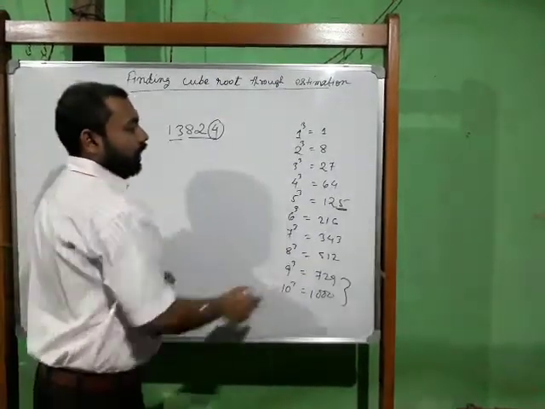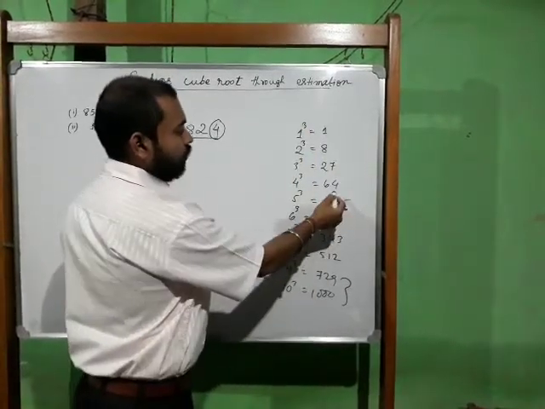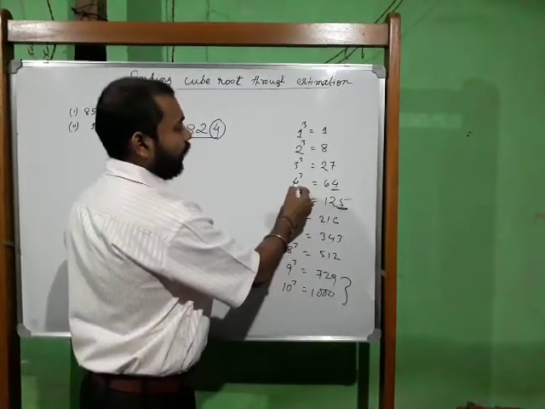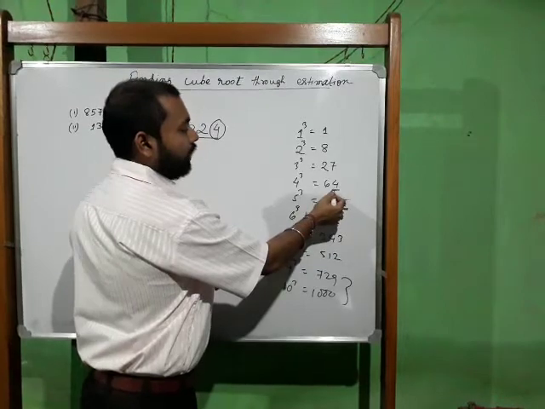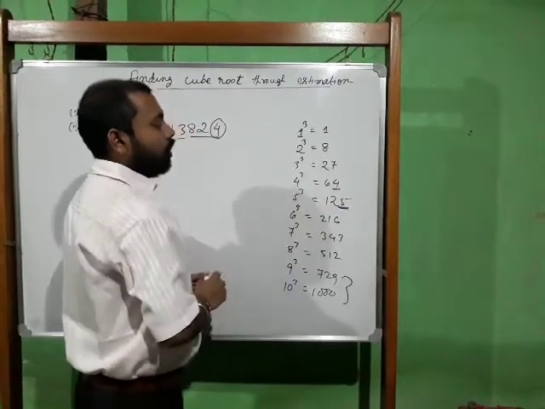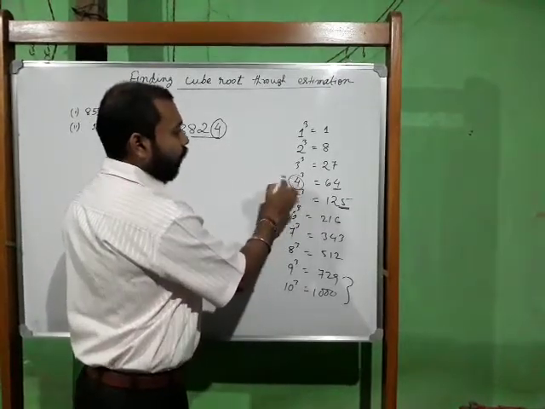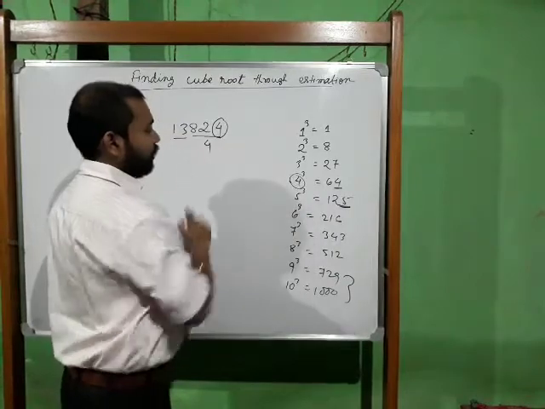Now check in the table of cubes where 4 comes at the unit digit. The unit digit 4 comes when the number is 4, because 4 cube is 64, and here the unit digit is 4. So since 4 cube is 64, we write 4 here.